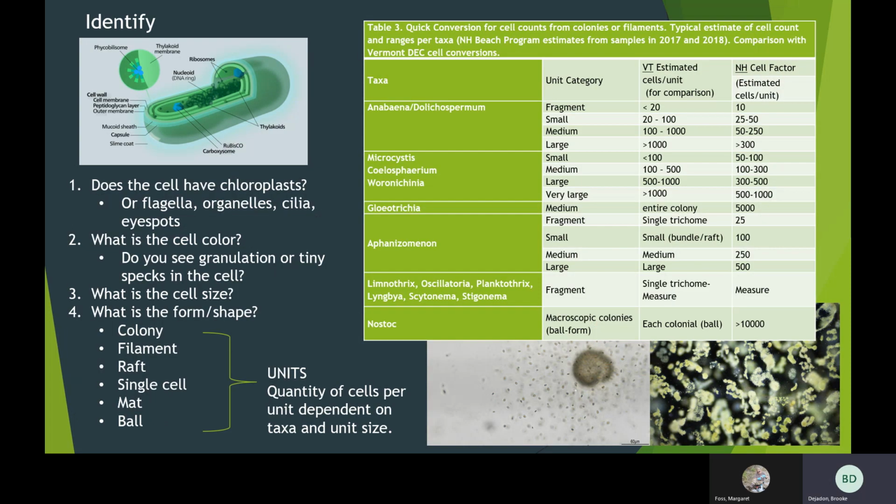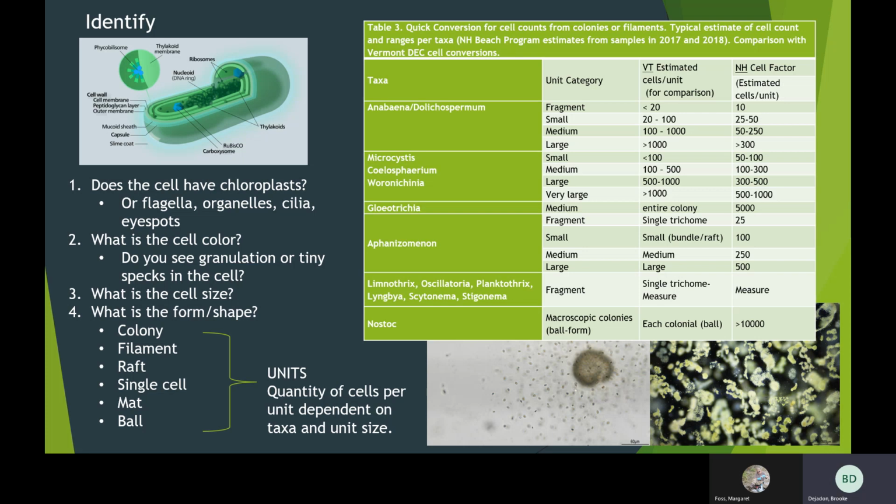Some questions that I ask myself when I'm identifying is, does the cell have chloroplasts? It might be hard to really identify if a cell has chloroplasts, but you're looking for what cyanobacteria have and do not have. Sometimes, if you see there's a flagella, then it's not cyanobacteria. If it has organelles, cilia, eye spots, or other distinguishing characteristics that other algae have, it's probably not cyanobacteria. What is the cell color?